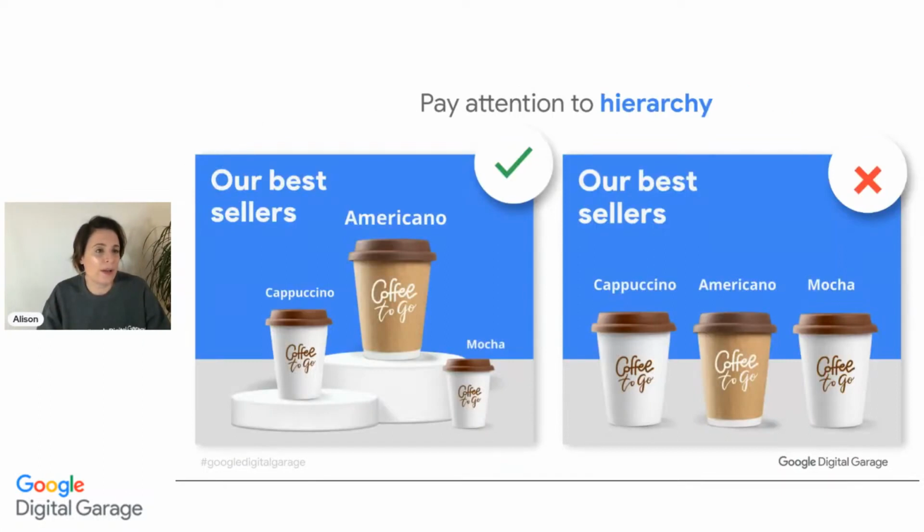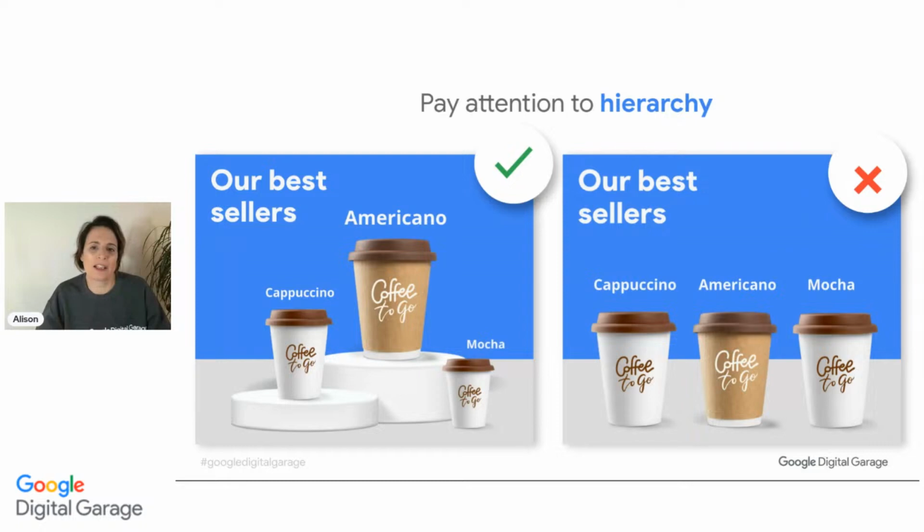Another interesting way to use hierarchy is changing the size of elements. Changing the size of elements can change the meaning. So if you look at these 2 images, if you look at the one on the right, can you tell out of those 3, just looking at this image, which is the most popular coffee? Probably not. However, in this image, the Americano is very, I mean, it's big, and it's right up there. It's on the podium. It's big. It's basically showing us which is the most popular, followed by the cappuccino, followed by the mocha.